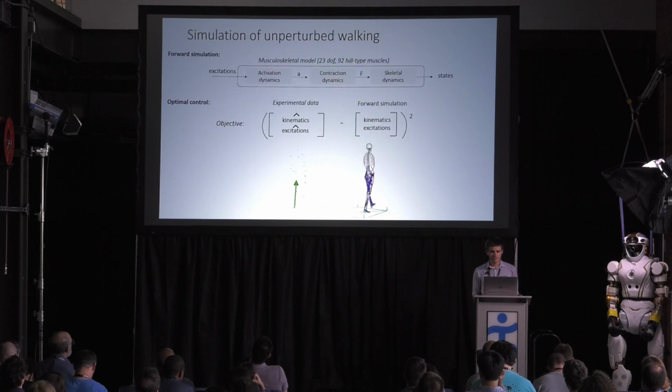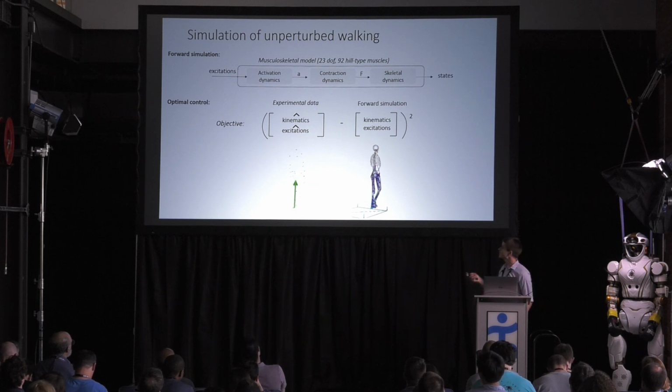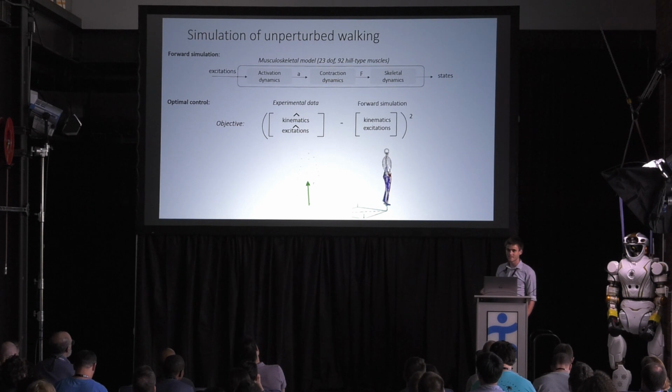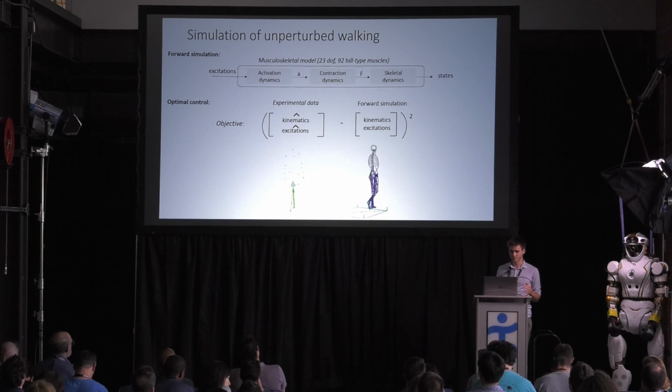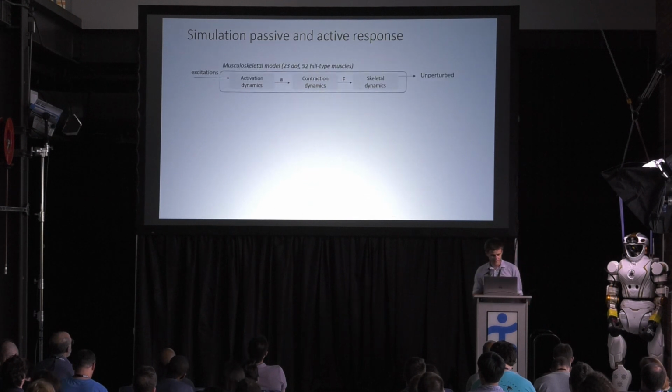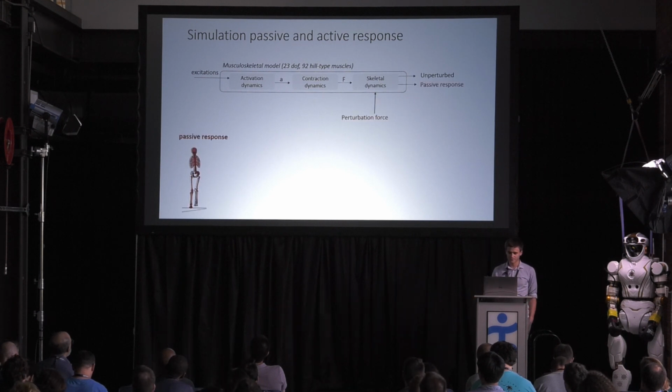We used a standard OpenSim model with 92 Hill-type muscles and 23 degrees of freedom. Then we computed the muscle excitations that could track the measured kinematics, muscle excitations and ground reaction forces during walking without perturbations, which results in the video you can see here below. Then we wanted to evaluate the effect of the perturbation force on the kinematics of walking. Therefore, we added the perturbation force to our forward simulation of unperturbed walking, which then results in the passive response, which you can see here in the video in the rag doll model.